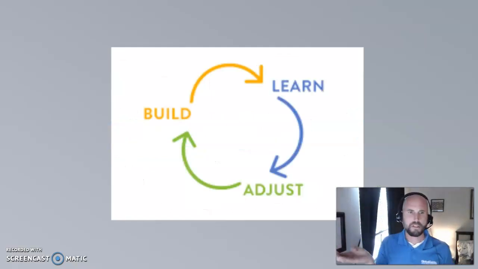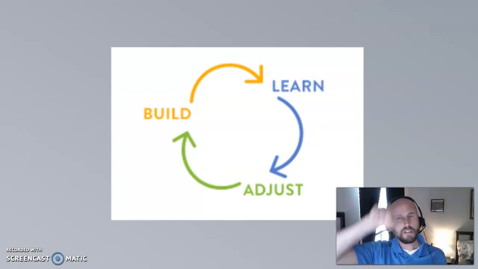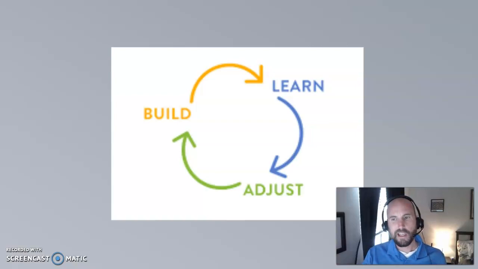As we think about this, let's just think about going through this iterative process of building, learning, adjusting. You build a solution, you learn, does that work, and then you adjust. And you build again, you learn, and you adjust. This is exactly what you'll be doing in the prototyping, iteration, and evaluation stage of creative problem solving.